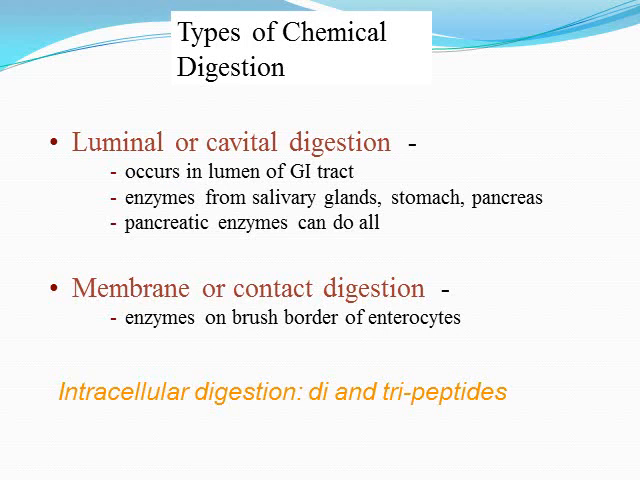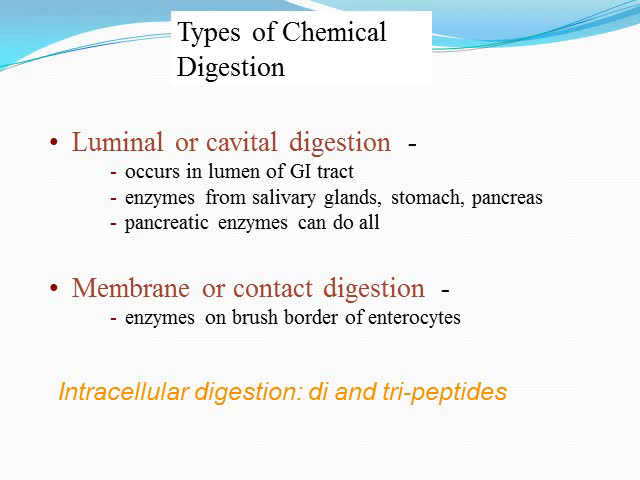Okay. So chemical digestion occurs in two different places. It occurs in the lumen and in the membrane, and we call that membrane contact digestion. When we talk about contact digestion, we're specifically talking about what's occurring at what's called the brush border of enterocytes.